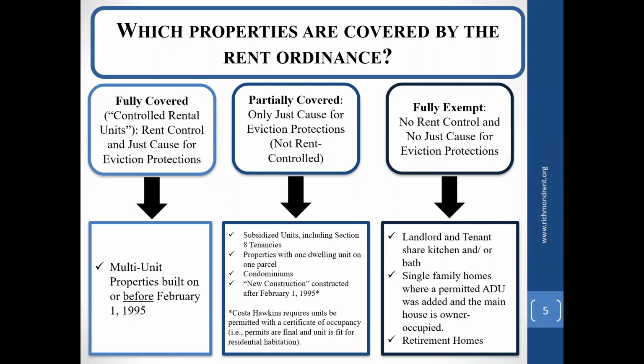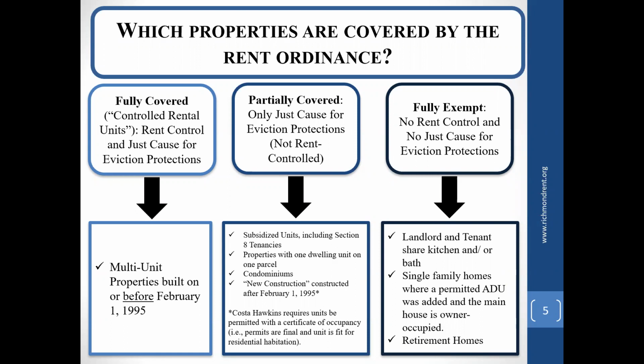How does the rent ordinance apply to different types of properties? We'll start from right to left with fully exempt properties. Some properties are fully exempt from the rent ordinance, meaning rent control and just cause do not apply. These include room rentals in the landlord's primary residence where the landlord and tenant share a kitchen or bathroom, an owner-occupied single-family home where the landlord rents out a permitted accessory dwelling unit, and retirement homes.